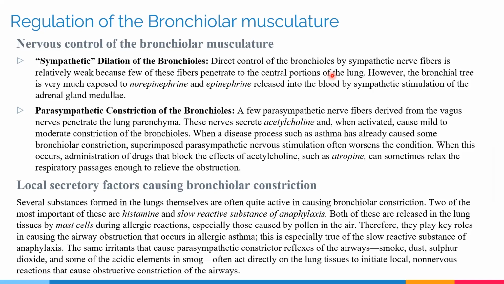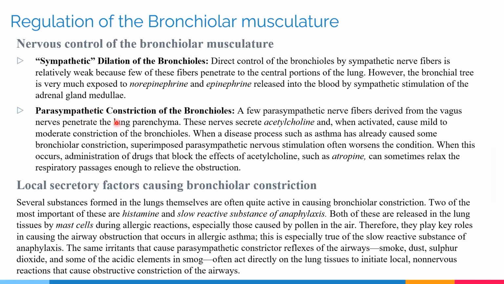Direct control of the bronchioles by sympathetic nerve fibers is relatively weak because few of these fibers penetrate to the central portion of the lungs. However, the bronchial tree is very much exposed to norepinephrine and epinephrine released into the blood by sympathetic stimulation of the adrenal gland medulla. Thus, the nerves themselves do not directly innervate the lungs and the alveoli, but instead they stimulate the adrenal medulla to release norepinephrine and epinephrine, which in turn have a similar effect on the lungs.